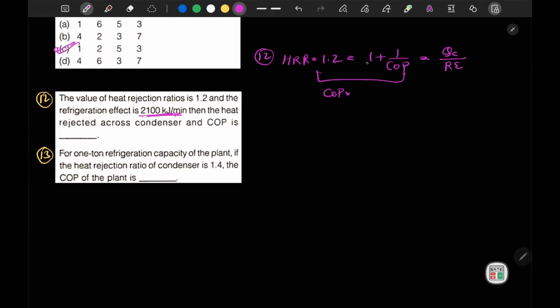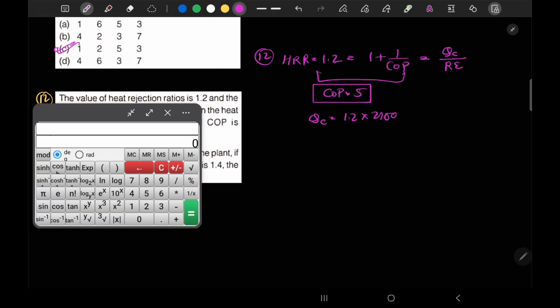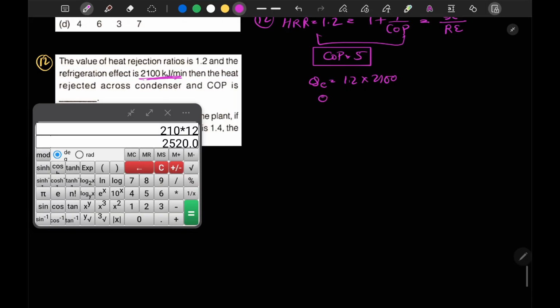So from this we can find our COP. We don't need a calculator here. 1.2 minus 1 is 0.2. 0.2 inverse is 5. COP is 5. If I want QC, it is equal to 1.2 times 2100. So QC will be written as 2520 kilojoule per minute.